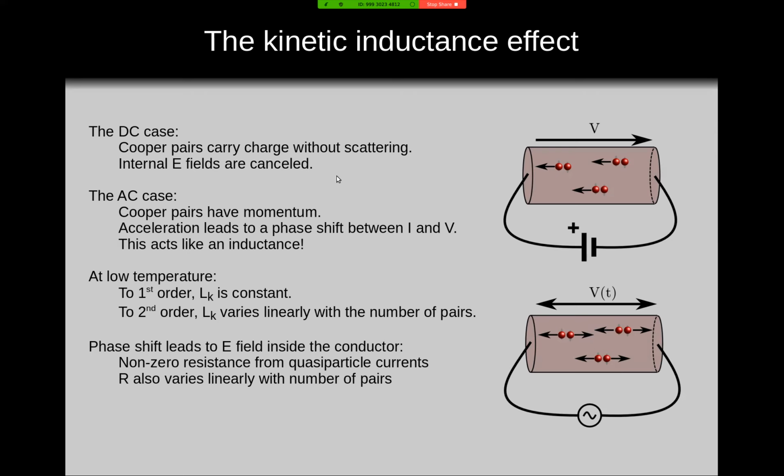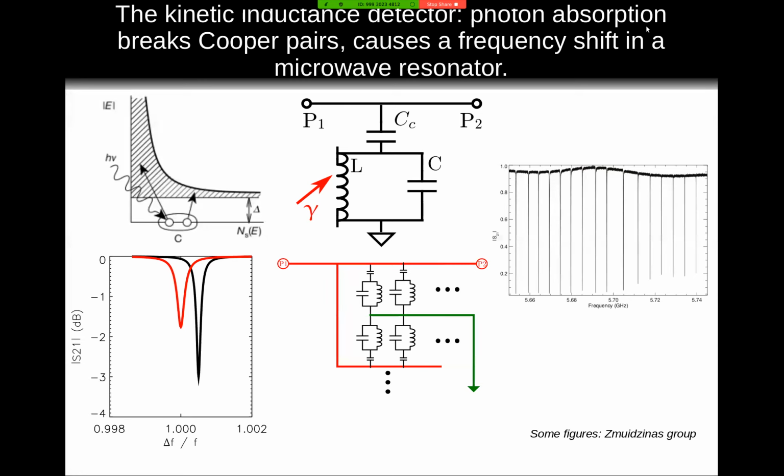The other thing to know about superconductors is that if you shine a photon on them, a photon with enough energy that breaks them into pairs, the number of pairs changes, and that means the inductance changes. And if anything changes when you shine light on it, someone can make a detector out of it. And so that's what we do. Basically you've got this inductor, which is just a wire made of superconductor. You couple it to a capacitor. You weakly couple it to a transmission line.